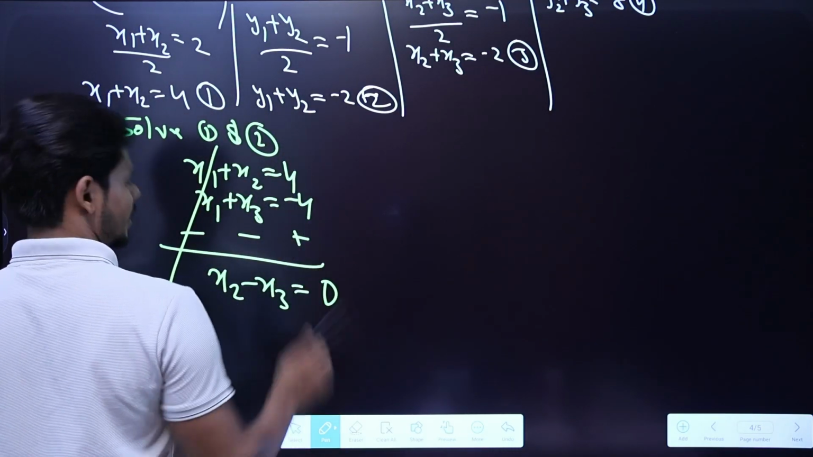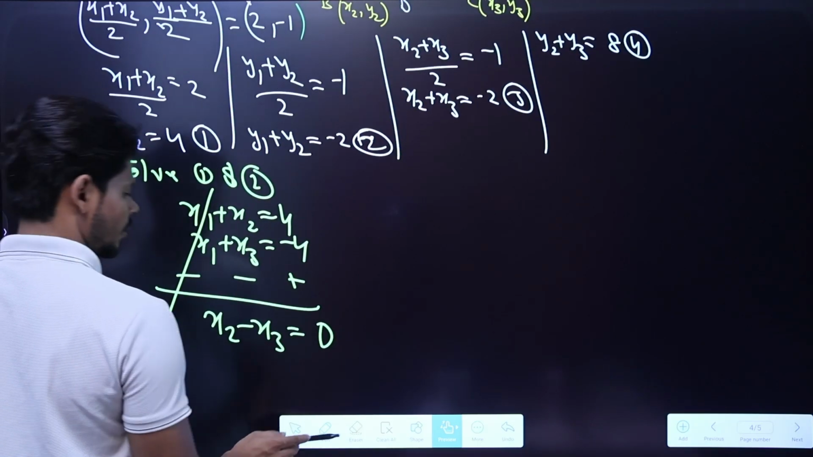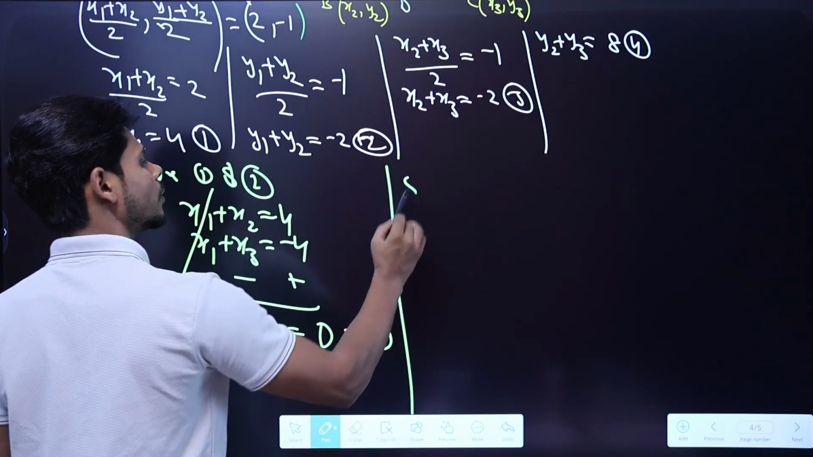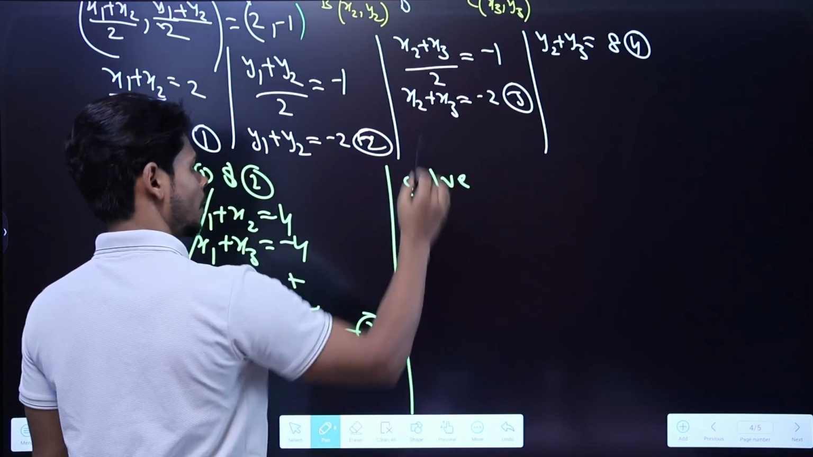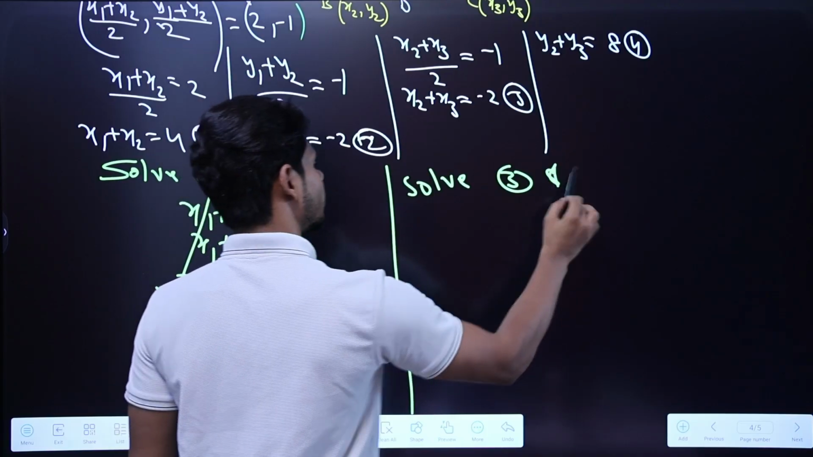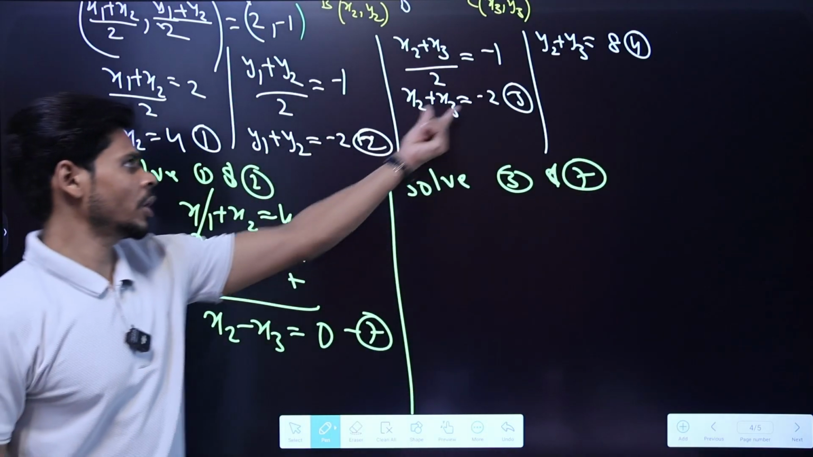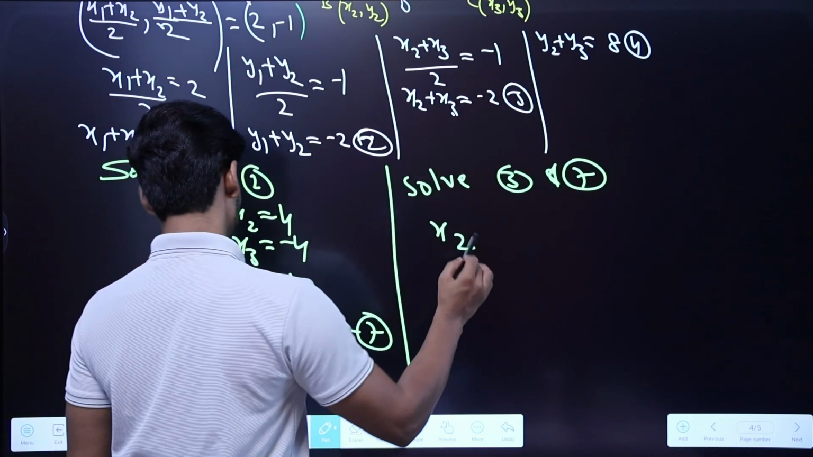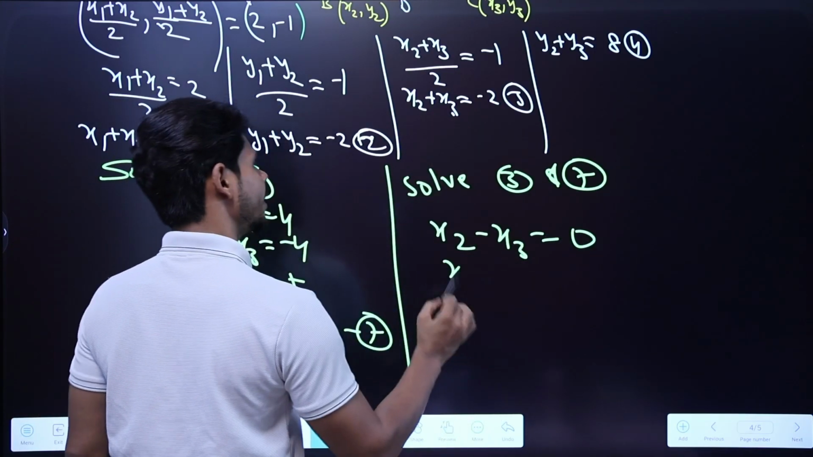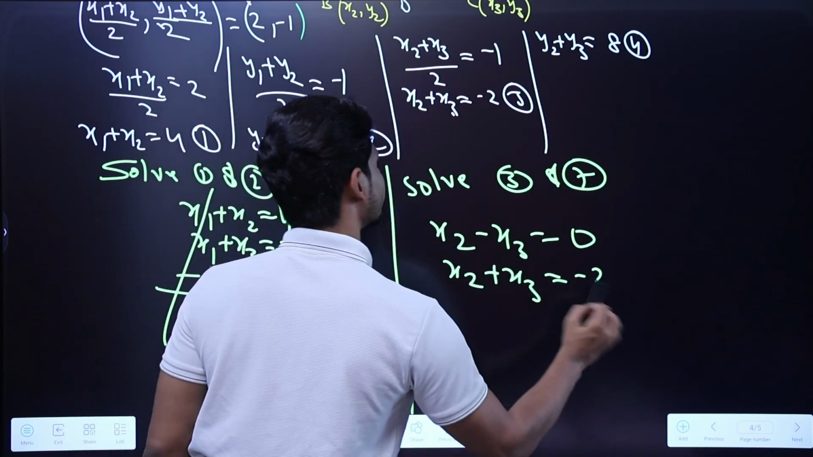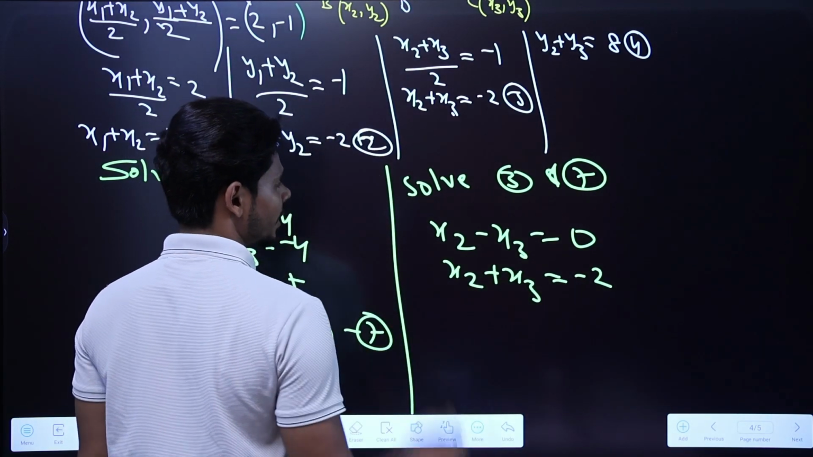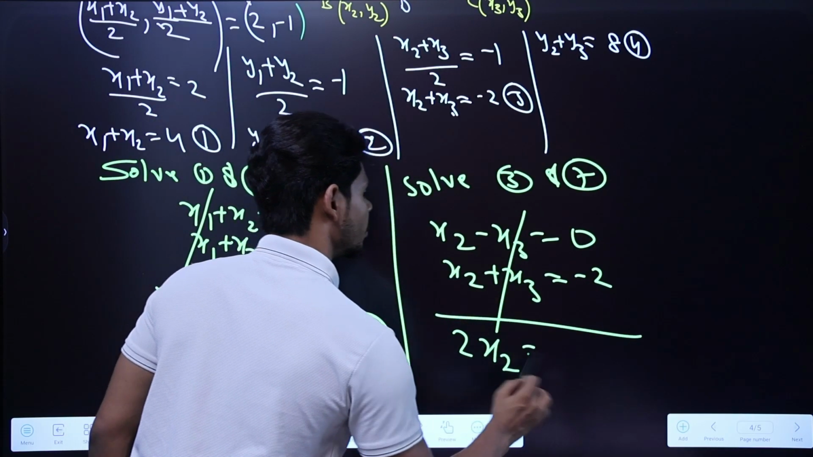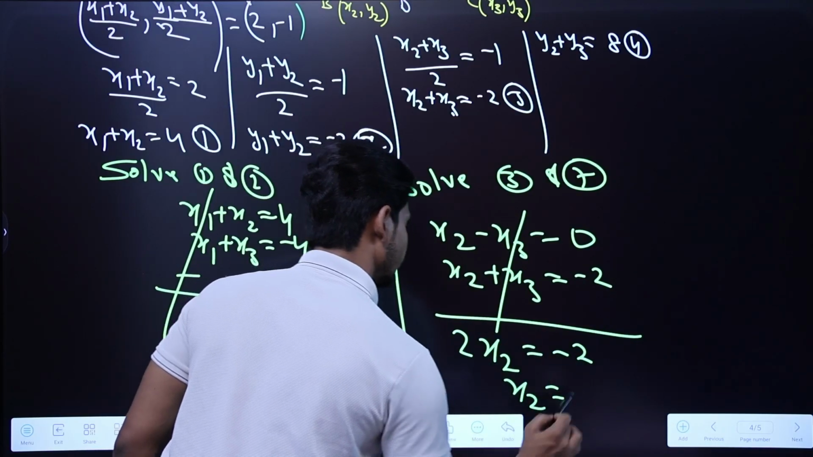Fine. Next. Now you can easily see that you will have another equation. Let's say this is the 7th equation. Now solve the third and 7th. Why third and 7th? Because these two equations have the same variables. So x2 minus x3 is equal to 0, and x2 plus x3 is equal to -2. Now this will get cancelled out and it will become 2x2 is equal to -2, so x2 will become -1.